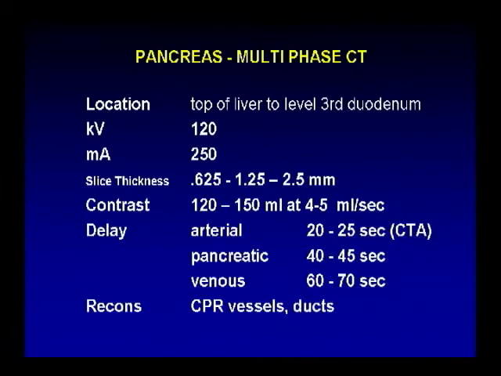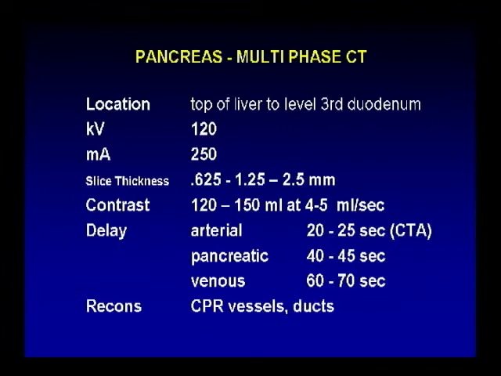So there are 3 different phases specific for evaluation of pancreatic masses. There's the arterial phase, which occurs 20 to 25 seconds after you start the contrast bolus. And this is a phase that you would use if you're thinking about performing a CTA, or if you're worried about an islet cell tumor, because typically those enhance intensely and rapidly during the arterial phase.